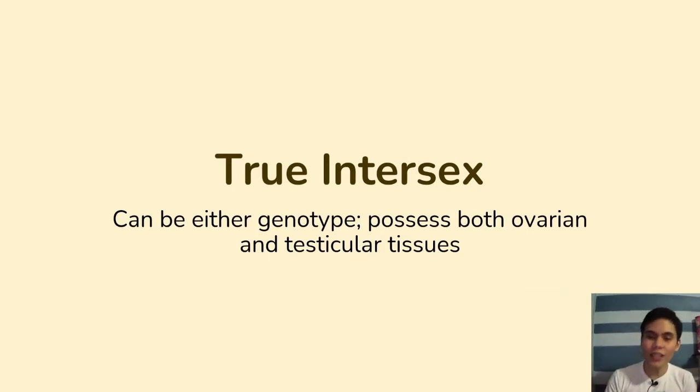True intersex is another intersex condition where it can be either genotype, meaning it can be XX or XY, but they possess both ovarian and testicular tissues, which means they have male and female parts of the reproductive system kind of mixing and matching down there. So this is actually very difficult, and usually that means they're infertile both as a male and as a female because it's just not enough parts in order to constitute a working reproductive system.